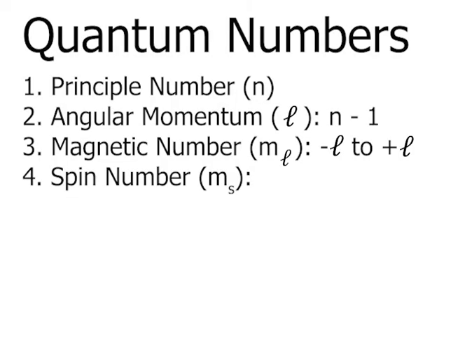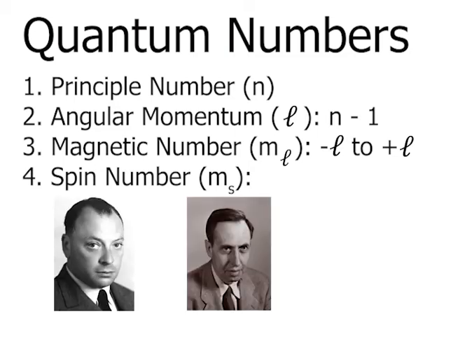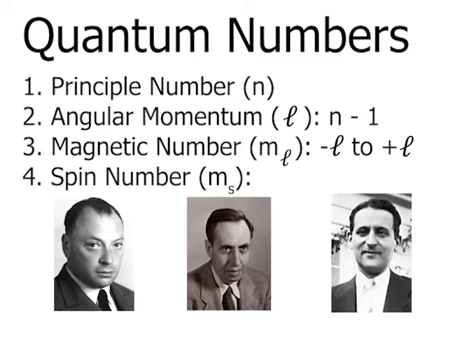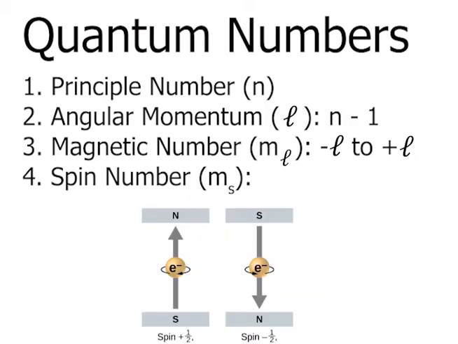Lastly, we have the spin quantum number, m sub s. Wolfgang Pauli, George Uhlenbeck, and Samuel Goudsmit contributed to understanding that all electrons in an orbital spin around their axis. There can be only 2 electrons in each orbital cloud, and those 2 electrons spin opposite directions, clockwise and counterclockwise. We denote this by giving m sub s equals positive 1/2 for clockwise spinning electrons, and m sub s equals negative 1/2 for counterclockwise spinning electrons.